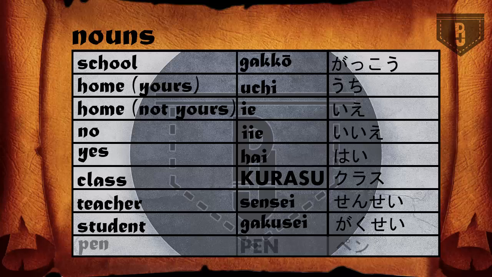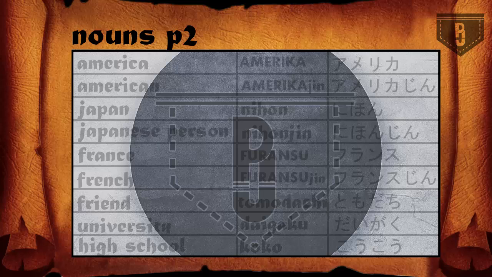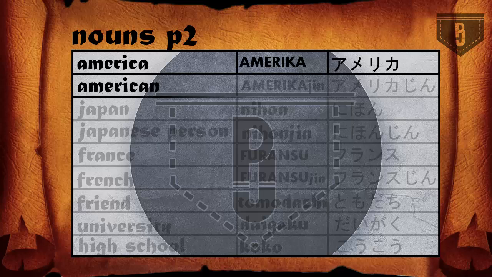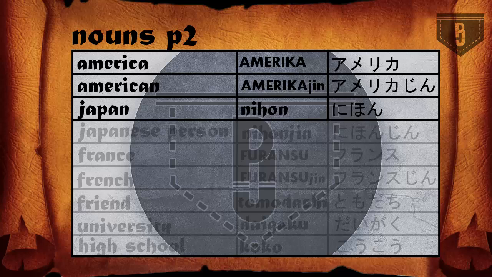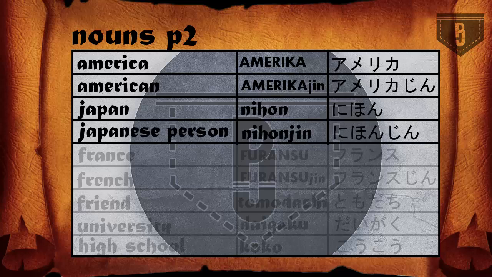Now, the next one is pen. A pen in Japanese would be pen. But this is also written in katakana, and it's a really easy word to remember, I suppose. The next one would be America. Whereas an American, so like an American citizen, would be Amerikajin. So you just take the country and then you add jin at the end. The same goes for Japan, which would be Nihon. And if you want to turn it into a Japanese person, you have Nihon plus jin. So Nihonjin.